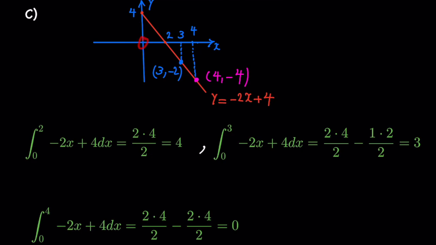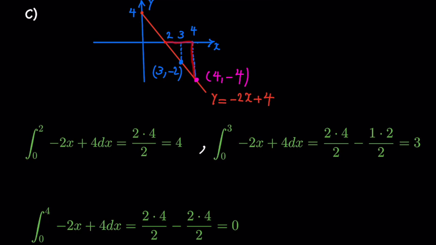The first part is the integral from 0 to 2. It's the area of this triangle. We had done it before. It's the same. It's 2 times 4 divided by 2. And it has a positive sign because it's above the x-axis. And again, between 2 and 4, I will give a negative sign because the area is under the x-axis. And this side is 2.